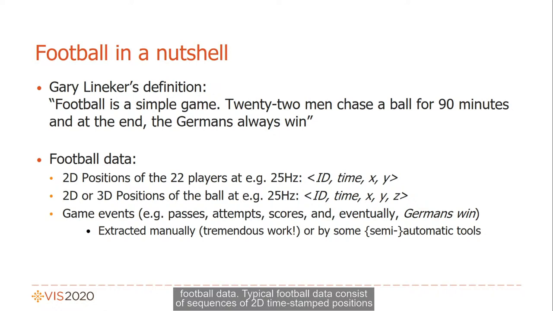Typically, football data consists of sequences of 2D time-stamped positions of the players, 2D or three-dimensional positions of the ball, and records of various game events, such as passes, shots, tackles, and so on. These events are extracted manually and often contain errors in positions, times, and attributes.